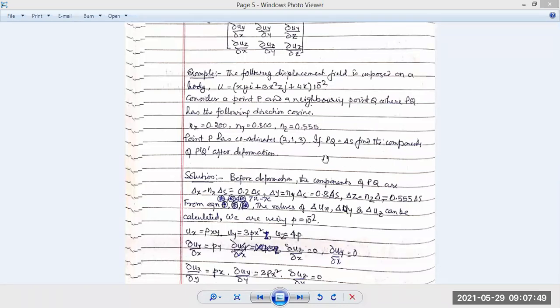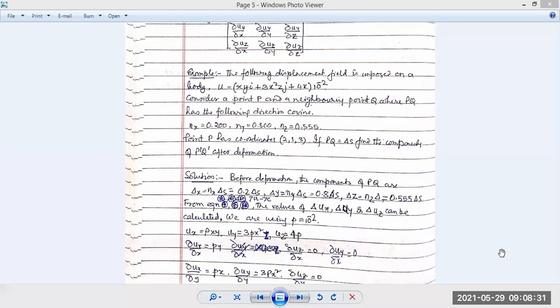Now let us have a point P, and in the neighborhood another point Q, whose direction cosines of the line PQ are given. nx is 0.2, ny is 0.8, and nz is 0.555. What is direction cosine? Considering the vector PQ, the cosine of the angle it makes with the x, y, and z axes is called the direction cosine.